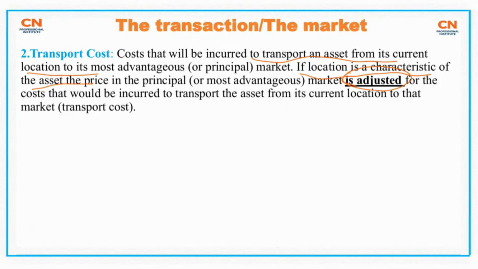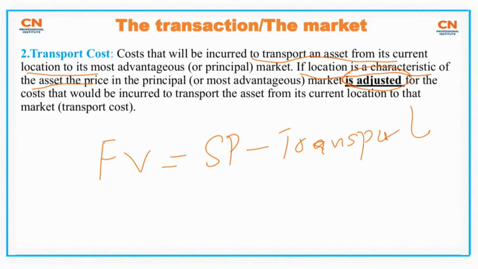You have the asset in the northern region. Now, if you want to sell in Accra, you have to transport the asset from the northern region to Accra. So we are saying if location is a characteristic or a feature of the asset, in determining the fair value, you have to deduct transport cost. That is all. That's why fair value is equal to selling price minus transport cost.